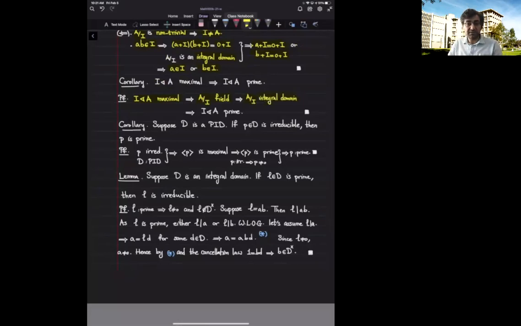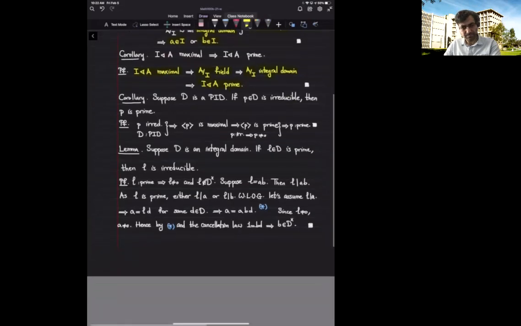So from here, we deduce that I is a prime ideal, because the quotient ring is an integral domain precisely when the ideal is prime. So every maximal ideal is prime. Now from here, I can deduce that in a PID, irreducible elements are prime.